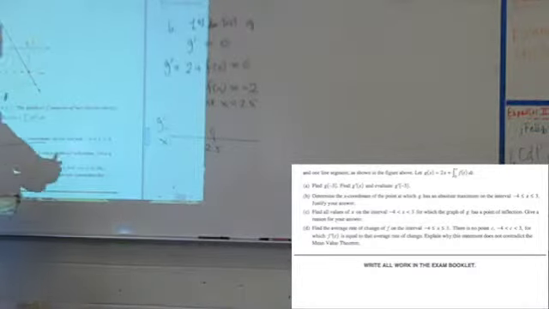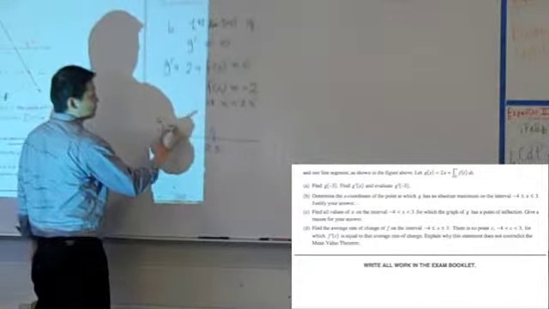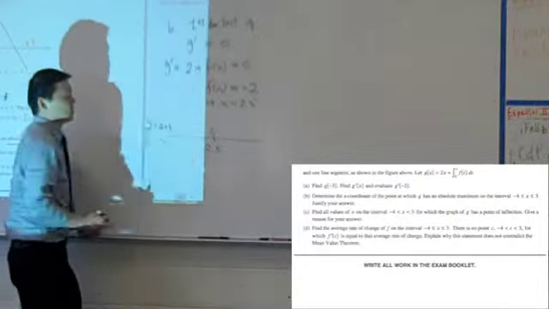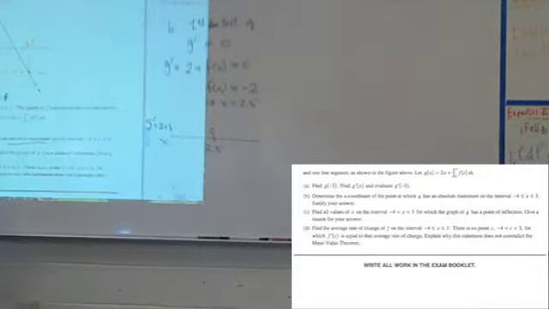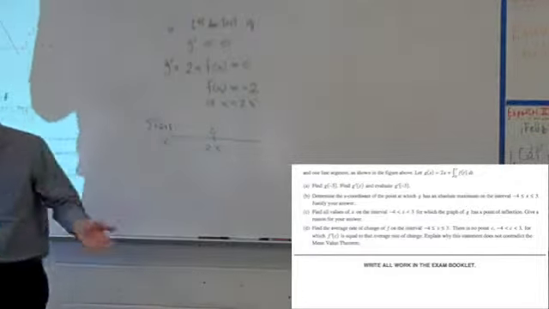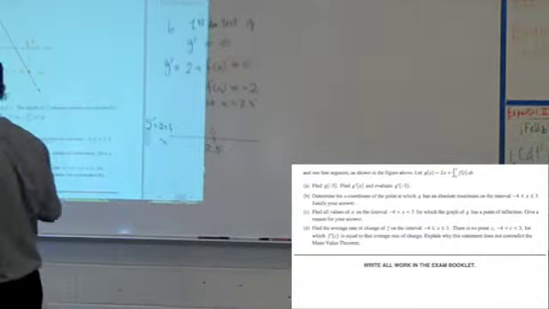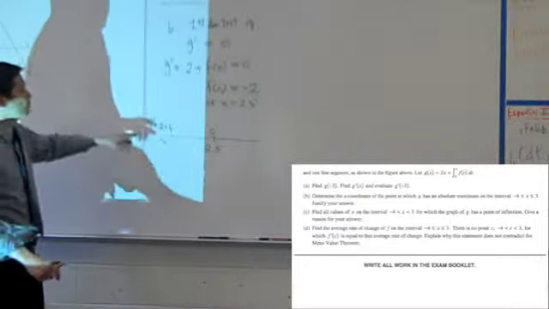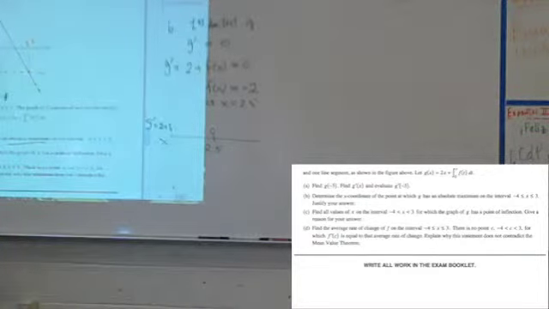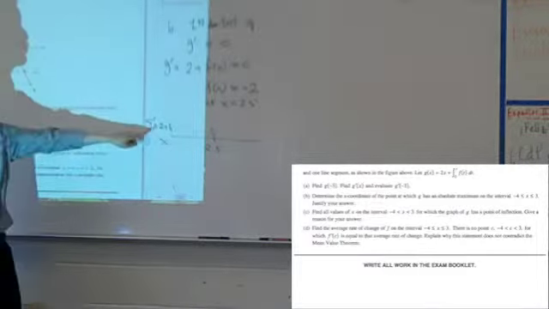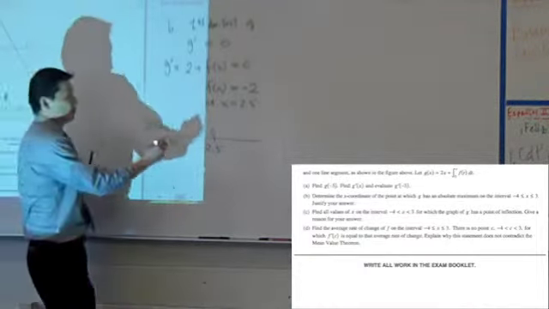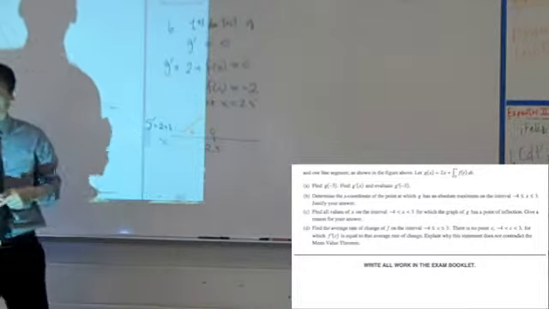But g prime is also equal to f. No, not equal to f. G prime is also equal to 2 plus f. So let's pick a value that's less than 2.5. The interval is going from -4 to 3, so we can put 0. We put 0 into f, and we get positive 3. 3 plus 2 is 5. So it's a positive value, which means it goes up.